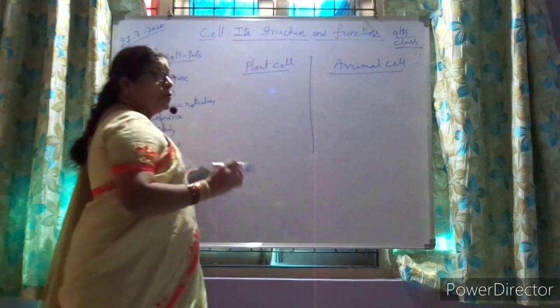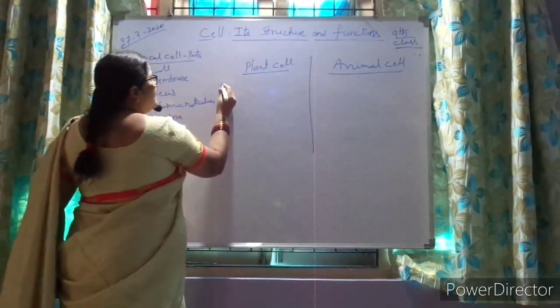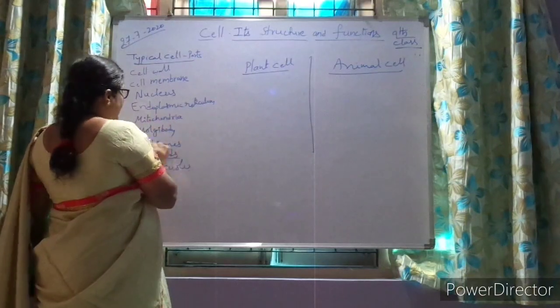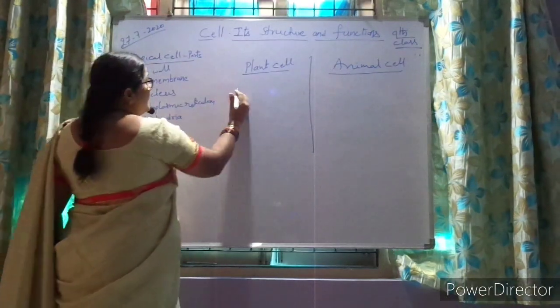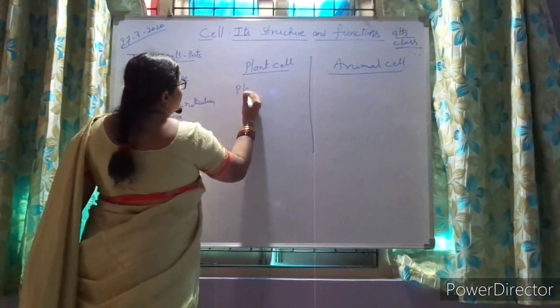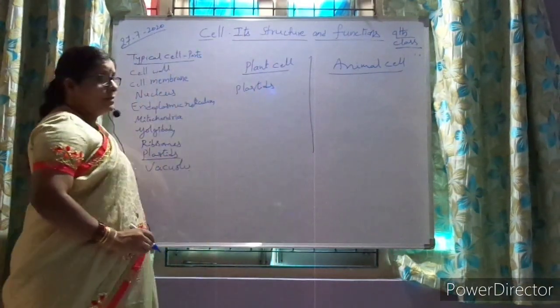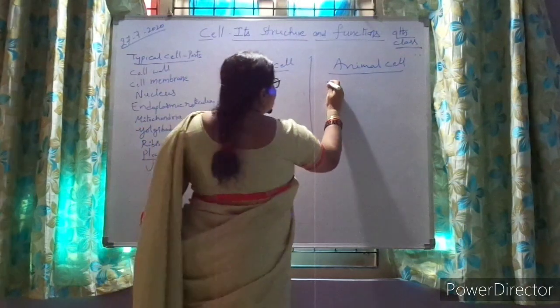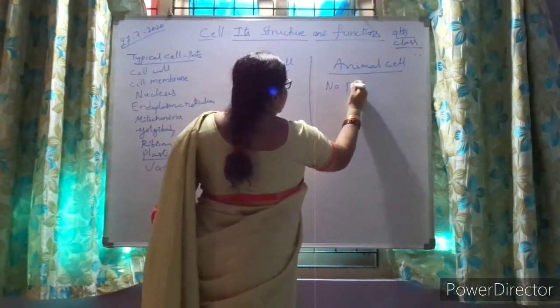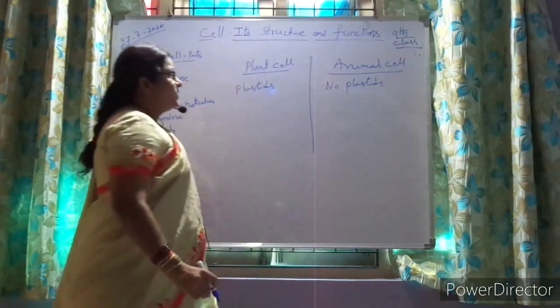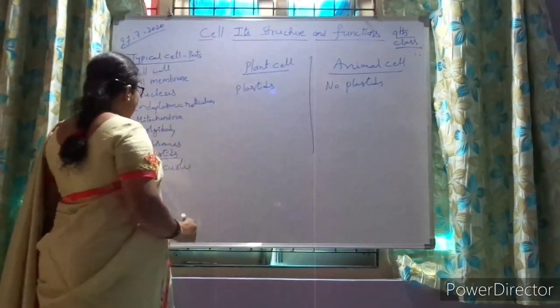As you know, plants and animals are different. Which cell organelle is present in the plant cell exclusively? That is plastids. Plastids are present in the plant cell. In the animal cell there are no plastids.